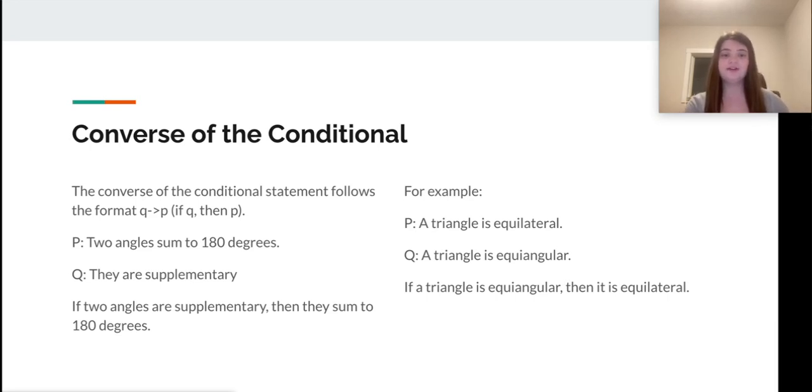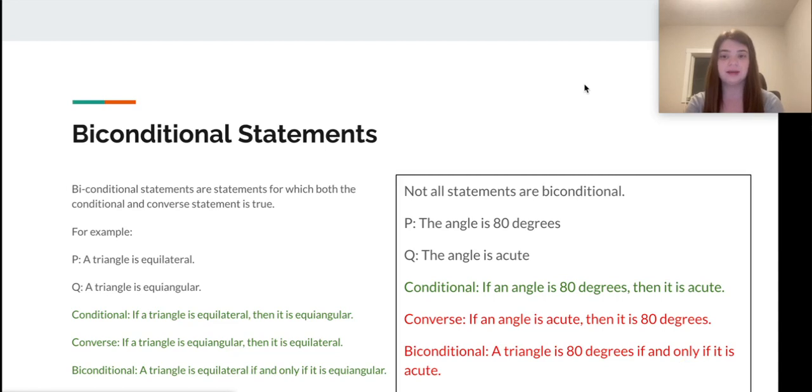Now, something I want to mention is that just because a conditional is true doesn't necessarily mean its converse is true. And just because a converse is true doesn't mean a conditional is true. But there are cases like these where both the conditionals and the converses were true. And that's what's known as biconditional statements. Biconditional statements are statements where both the conditional and the converse statements are true.